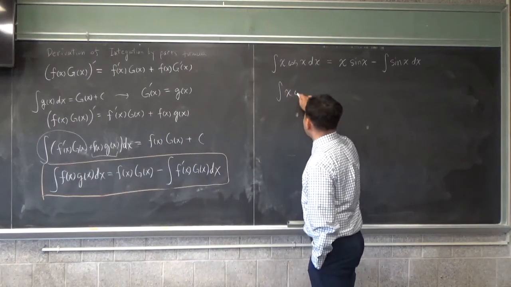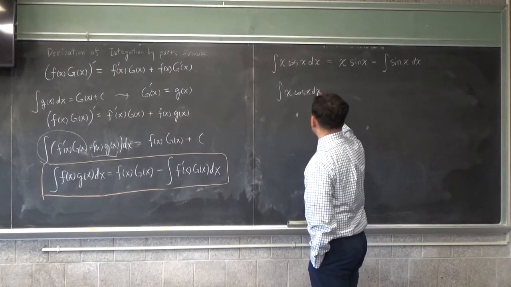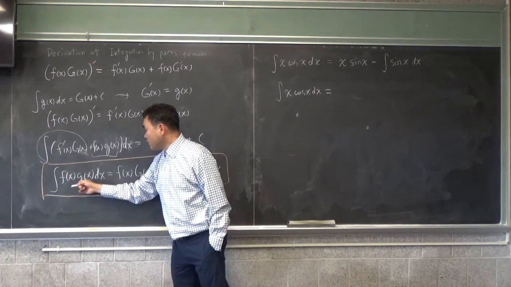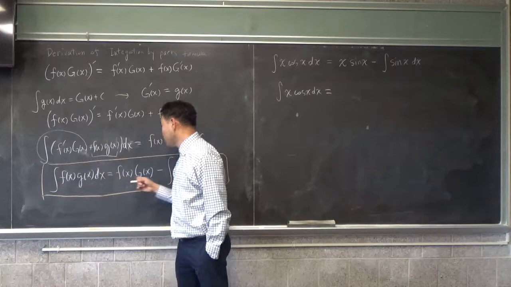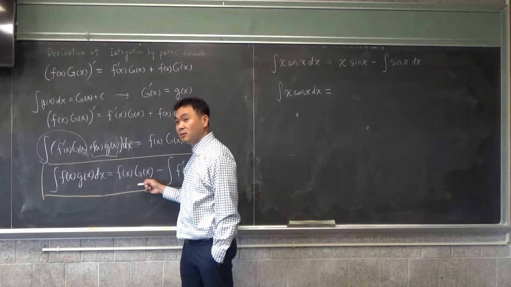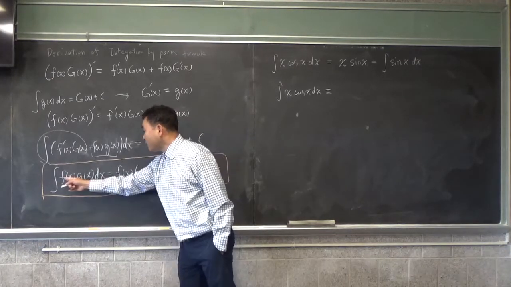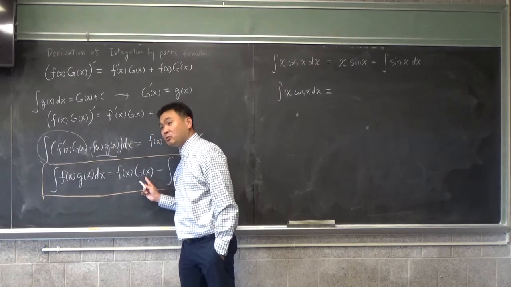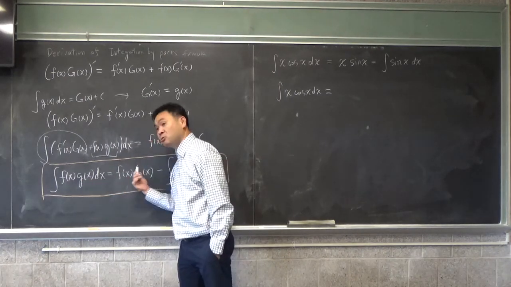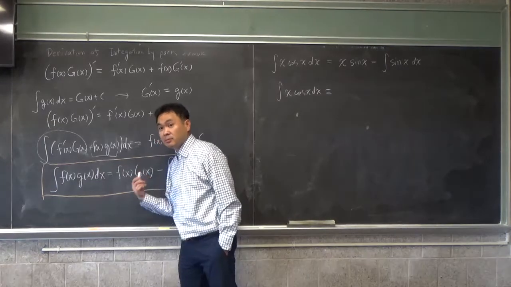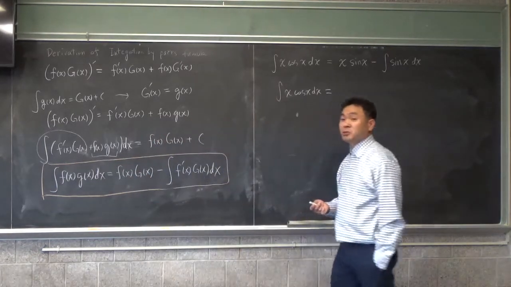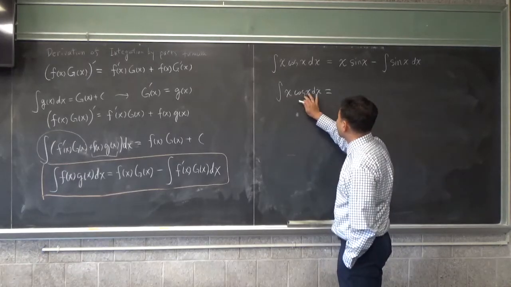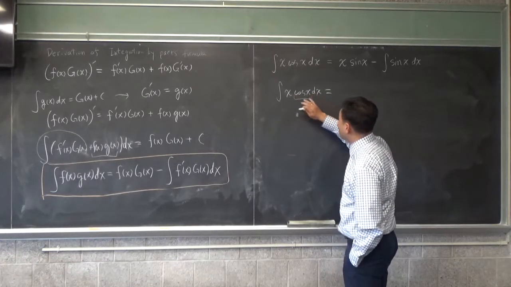So if you have x times cosine x dx, the right side says the g of x, you only take one of them and you integrate. You see what I'm saying? See, f of x didn't change at all. Only g of x became capital G of x, which means you've integrated the g of x. And that's why it's called integration by parts, because you only integrate one of them. So x cosine x, you choose the cosine x only to integrate.